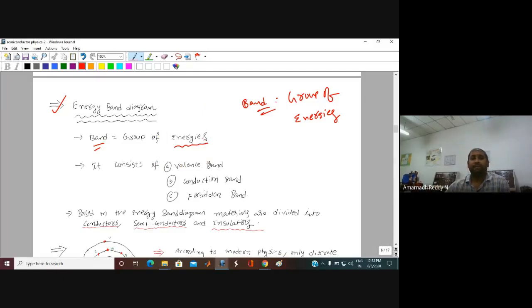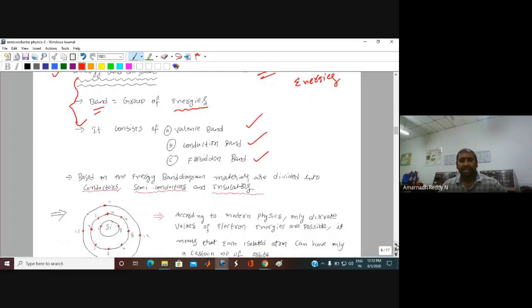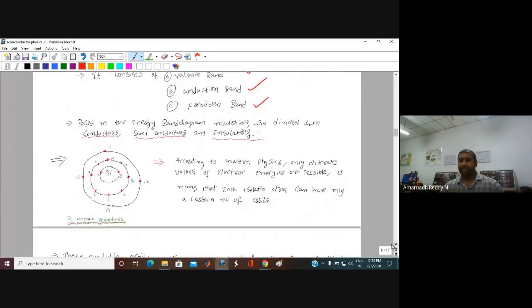The energy band diagram mainly consists of the valency band, the conduction band and the forbidden band. I will tell what the valency band is and what the conduction band is. Based on the energy band diagram, materials are divided into conductors, semiconductors, and insulators. That's what we discussed, based on carrier concentration. So you see the silicon atomic structure.